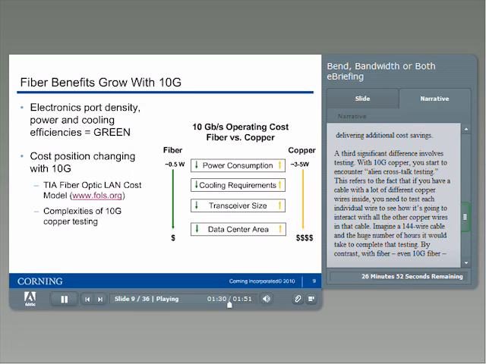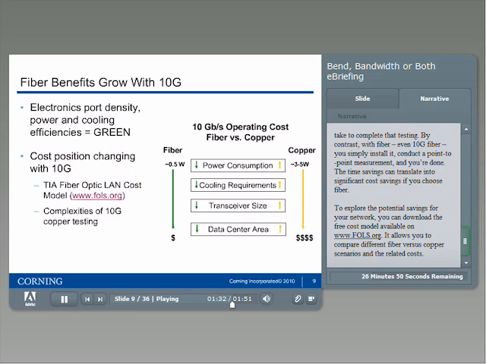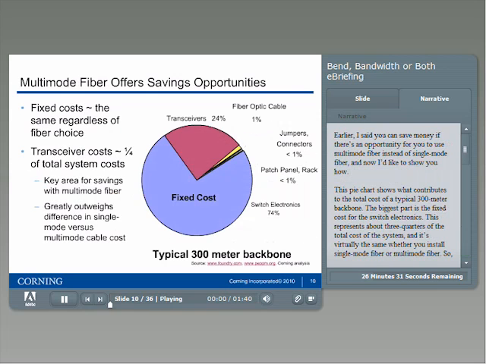By contrast, with fiber, even 10 gig fiber, you simply install it, conduct a point-to-point measurement, and you're done. The time savings can translate into significant cost savings if you choose fiber. To explore the potential savings for your network, you can download the free cost model available on www.foles.org. It allows you to compare different fiber versus copper scenarios and the related costs.